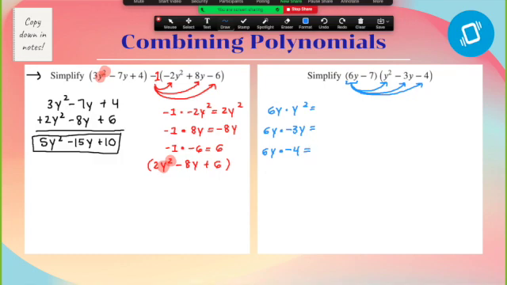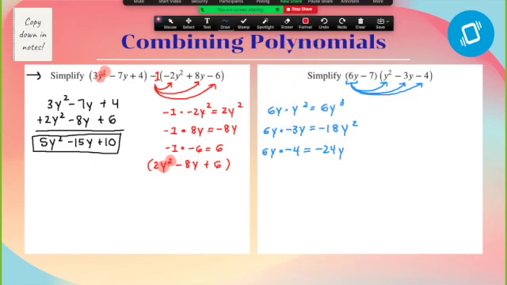6y times y to the power 2 equals 6y to the power 3. 6y times negative 3y equals negative 18y to the power 2. And 6y times negative 4 equals negative 24y.